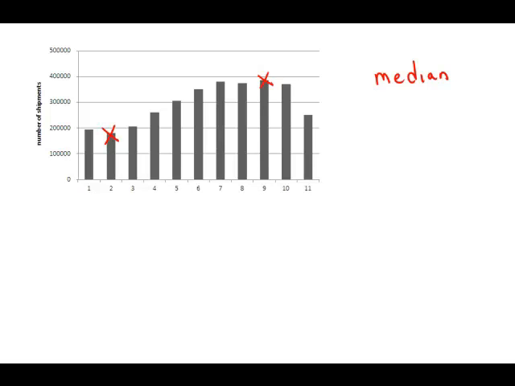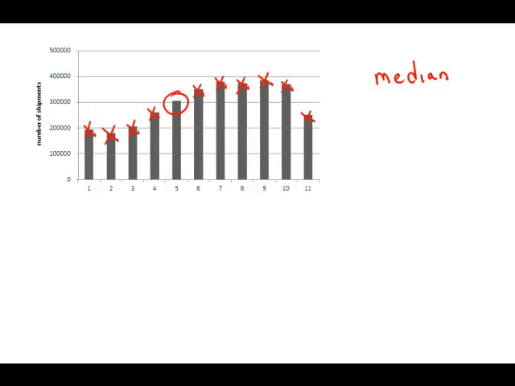Then do it again. The lowest remaining, the highest remaining. The lowest remaining, the highest remaining. Let's see. The lowest remaining, the highest remaining, the lowest remaining, the highest remaining. And that leaves the one that's exactly in the middle. Five higher than this, five lower than this.